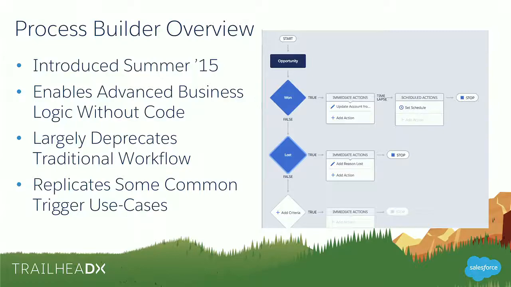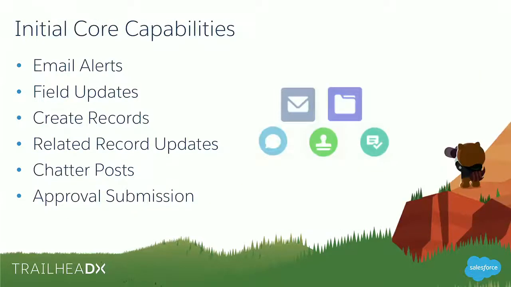But again, out of the gate, right, some very traditionally code-based scenarios that were covered initially, with the exception of some of the admitted and aforementioned bulkification challenges. But again, largely give organizations the ability to deprecate some of the actions from traditional workflow when it comes to task creation and email sending, field updates, things like that, and then replicating some of those common trigger use cases. As I mentioned, right, the concepts of record creation and related record creation were part of that as well.